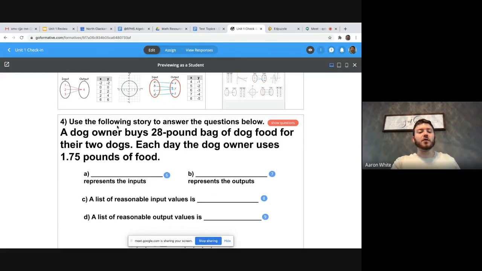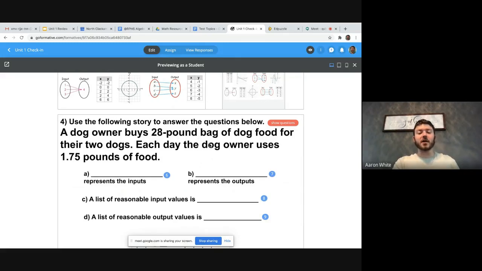And if you are still confused about this idea after watching this video, I'm going to ask you to go back and watch the 1.2 Ed Puzzle that we assigned, because that is all about this idea of inputs and outputs. And I think that would be really helpful in giving you a better understanding of how this question could be responded to. So this question says, a dog owner buys a 28-pound bag of dog food for their 2 dogs.